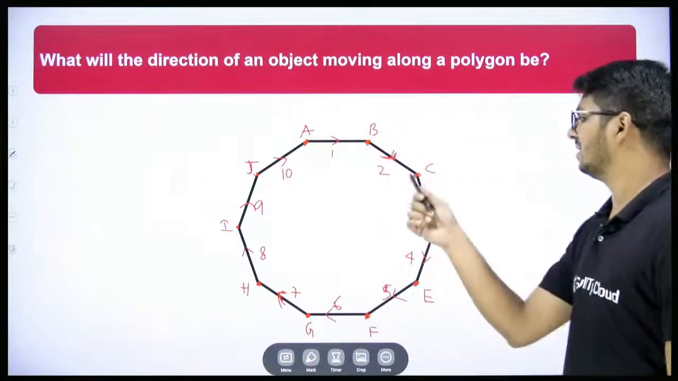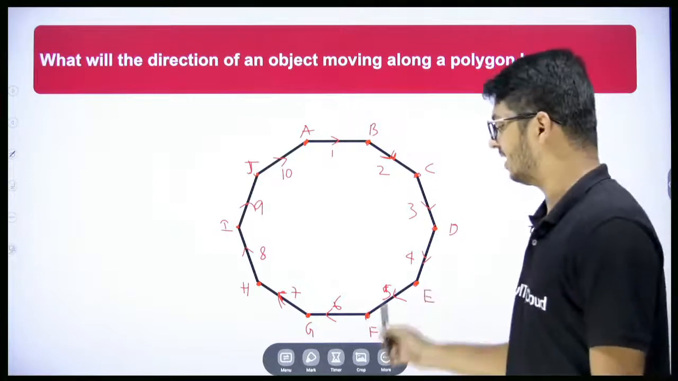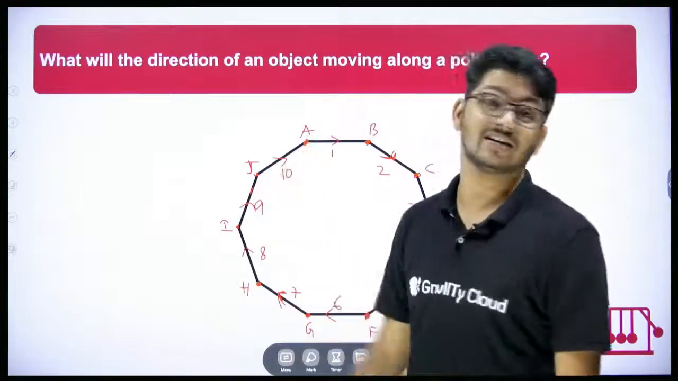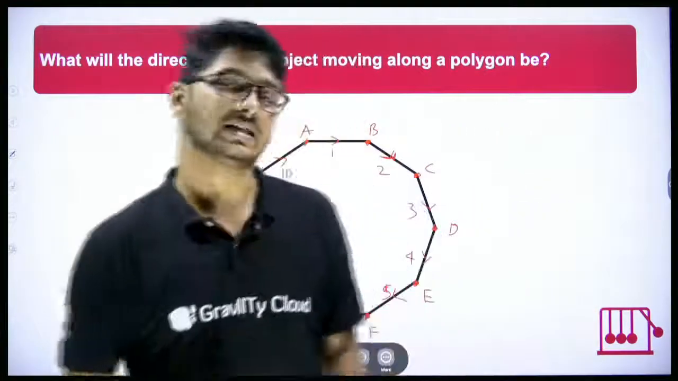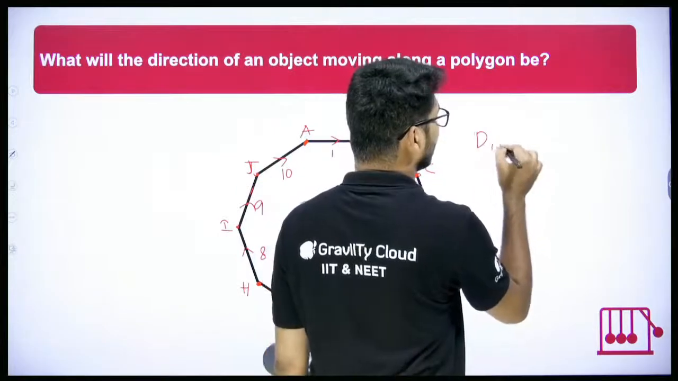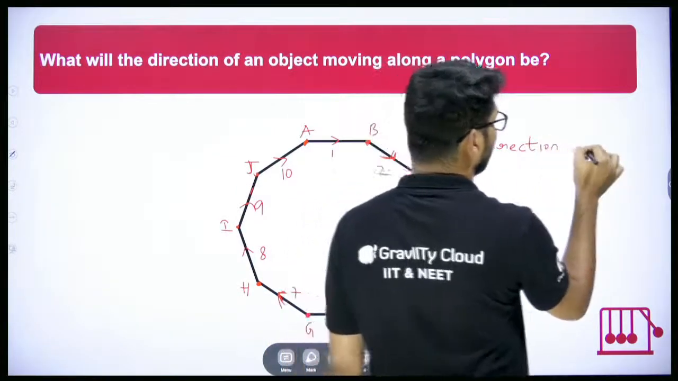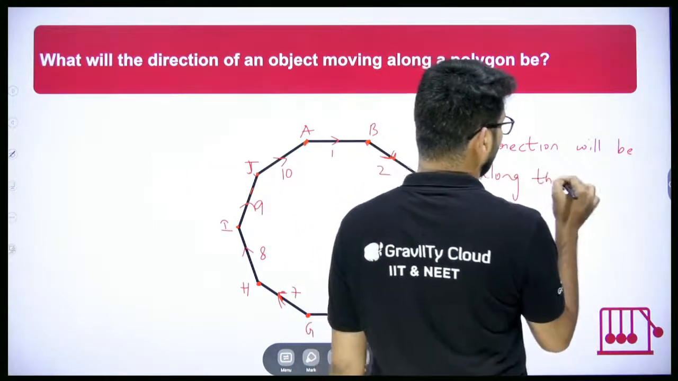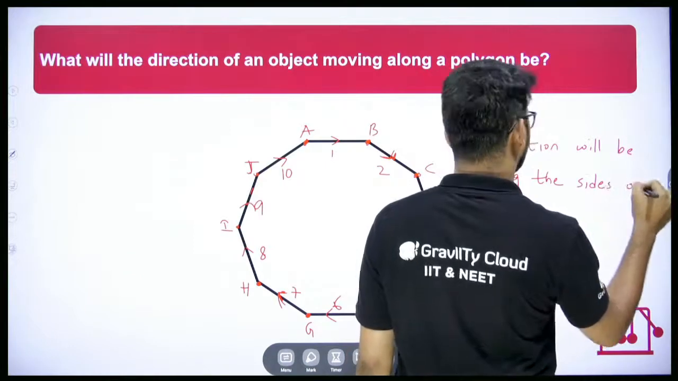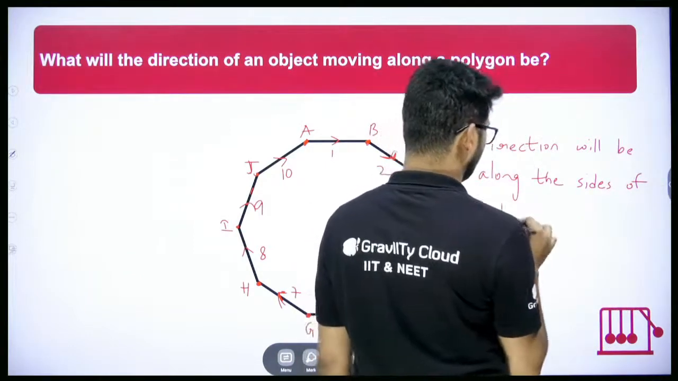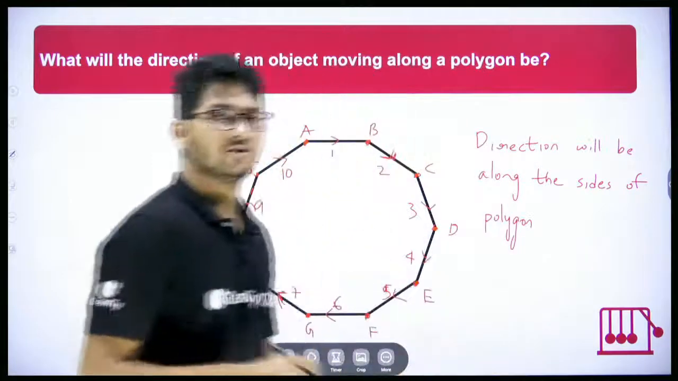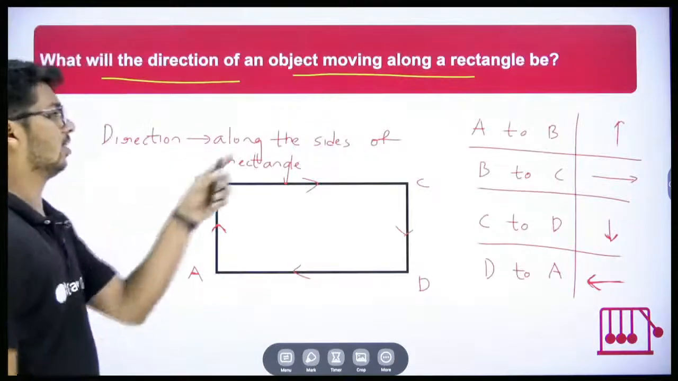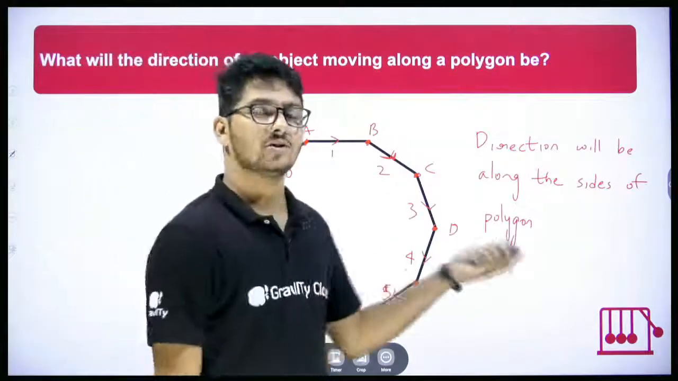Along AB, along BC, along CD, along DE, along EF, along FG, along GH, along HI, along IJ, along JA. That means here also we can say that direction will be along the sides. Right? Along the sides of polygon. Simple? Okay, so here also we got the same statement: along the sides of rectangle, and here along the sides of polygon.